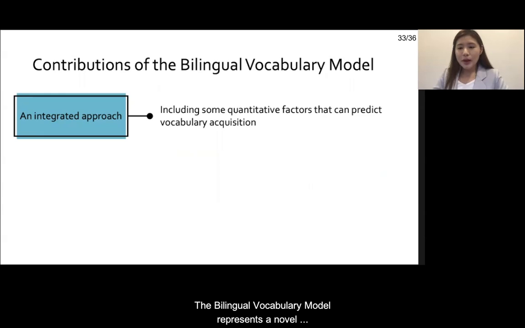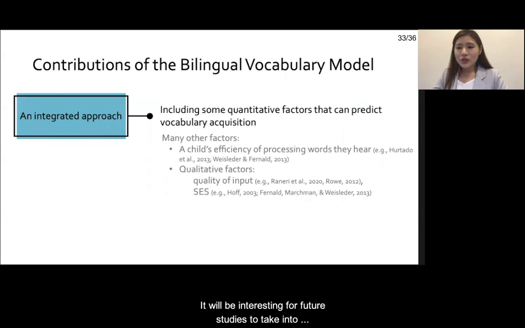The bilingual vocabulary model represents a novel theoretical and methodological advance which predicts bilingual vocabulary development as a function of child-specific word learning experience. The inclusion of quantitative factors, especially children's own vocabulary sizes, together with their developmental level, is a unique aspect of our integrated approach. It will be interesting for future studies to take into consideration other factors, such as a child's efficacy of word processing and other qualitative factors, including quality of input and SES, to better characterize bilingual vocabulary development as a function of experience.